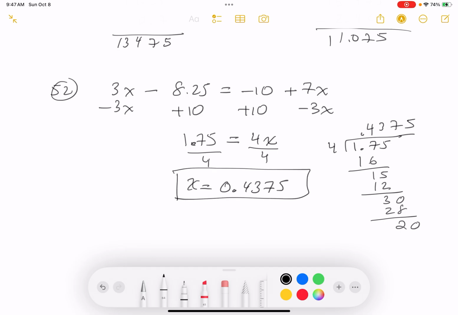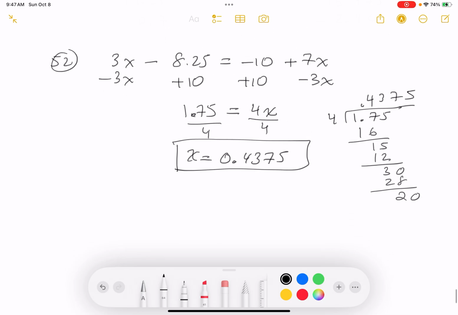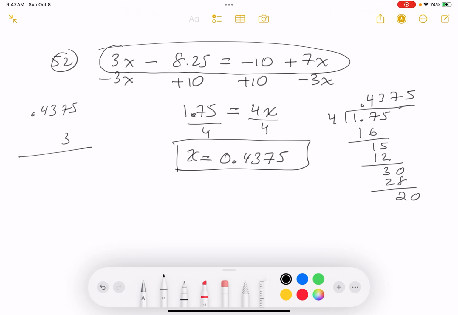All right, I hate to do it to you, but you know I'm going to check this guy. All right? So the first thing I'm going to do is I want to do 3 times that number. I'm checking it in the original. This is the original. 3 times that number. Well, it's going to be 15, 21, 22. Let's see, 9, 10, 11. 3 times 4 is 12, 13. So you're going to get 1.3125. Let's see if I did that right. Yeah, I did okay.